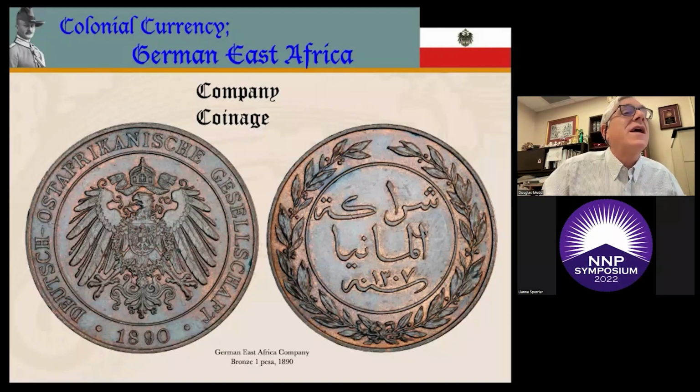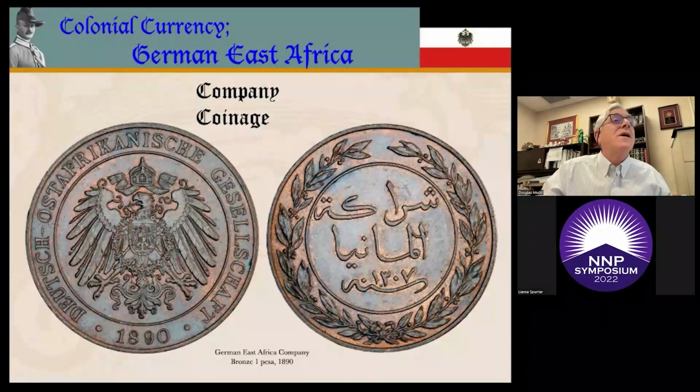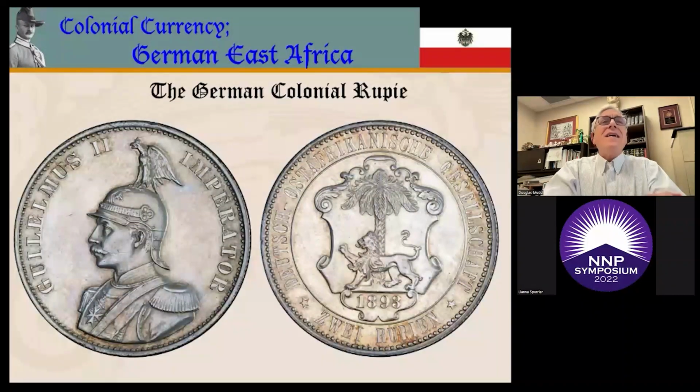Here's an example of a pesa from 1890. It has Arabic on the reverse and the German imperial eagle on the obverse, along with the name of the company, showing that the company was responsible for its issue. In 1891, the relationship between the company rupee and the German mark was fixed at 1 rupee equals 1.33 marks, i.e. 4 marks is equal to 3 rupees.